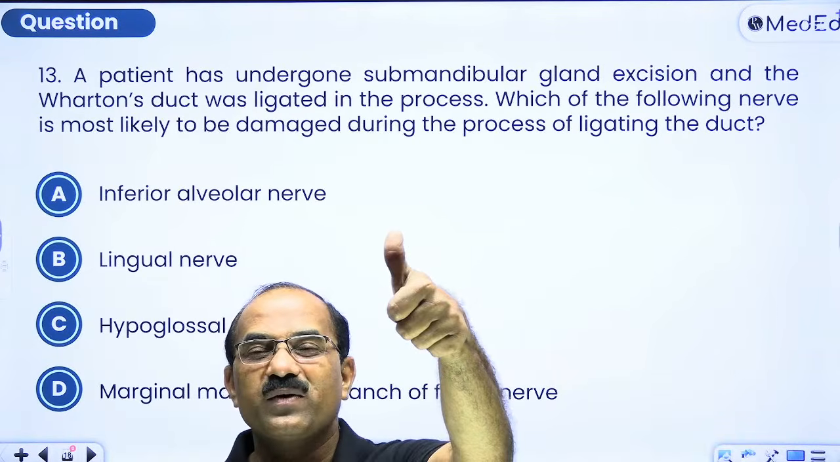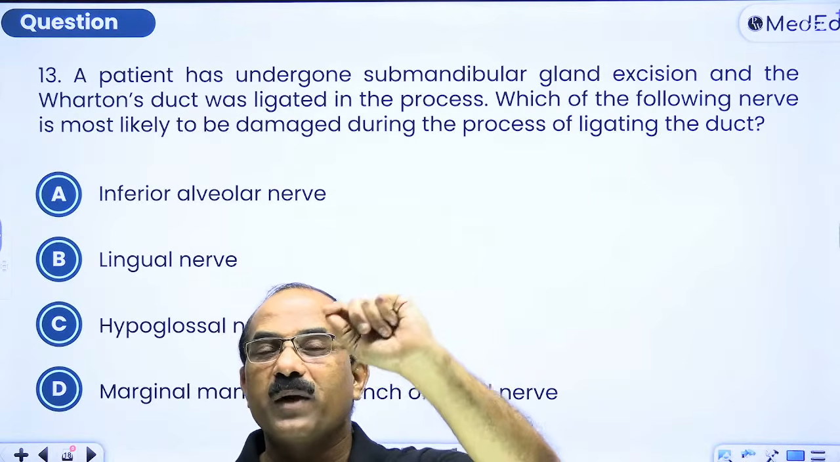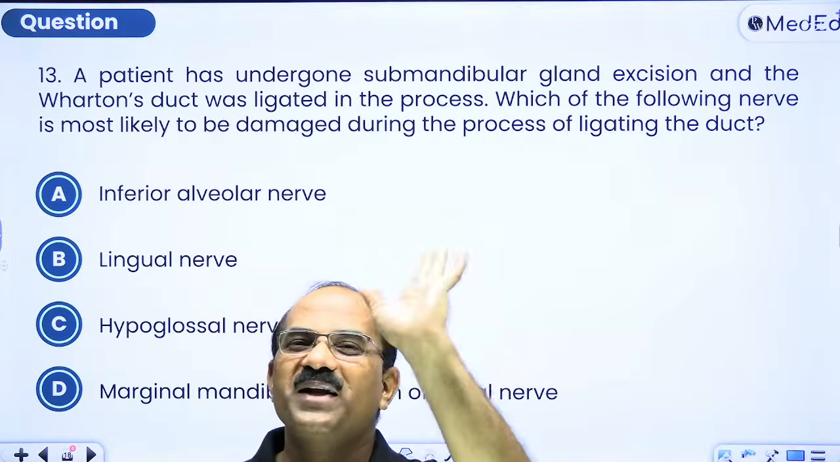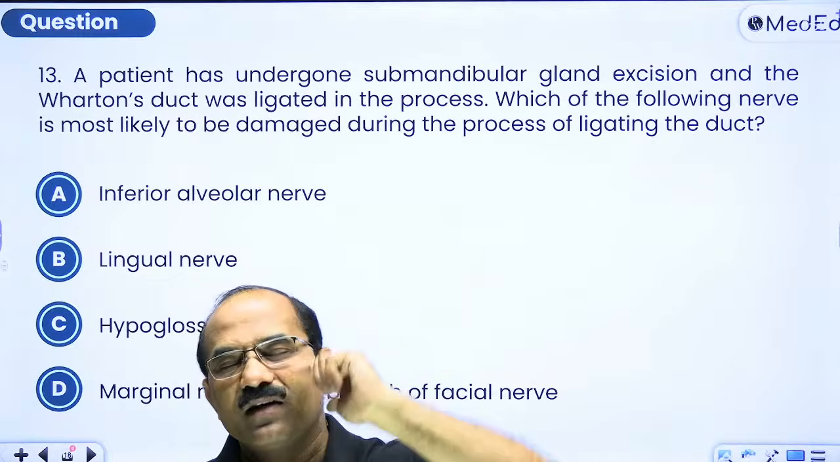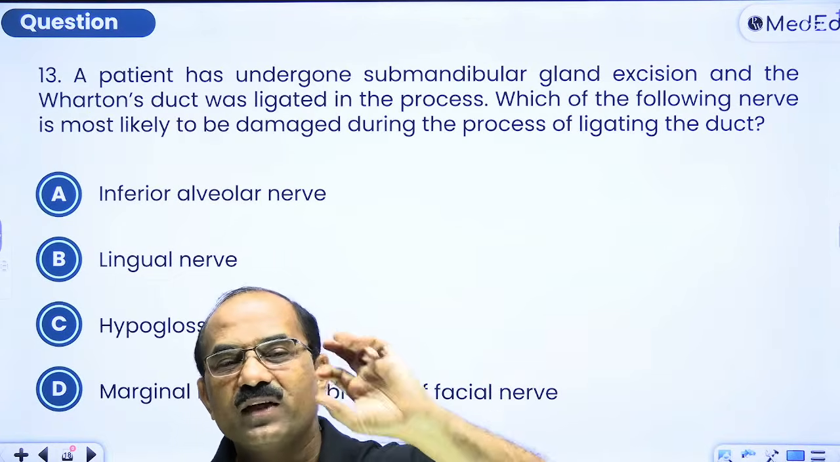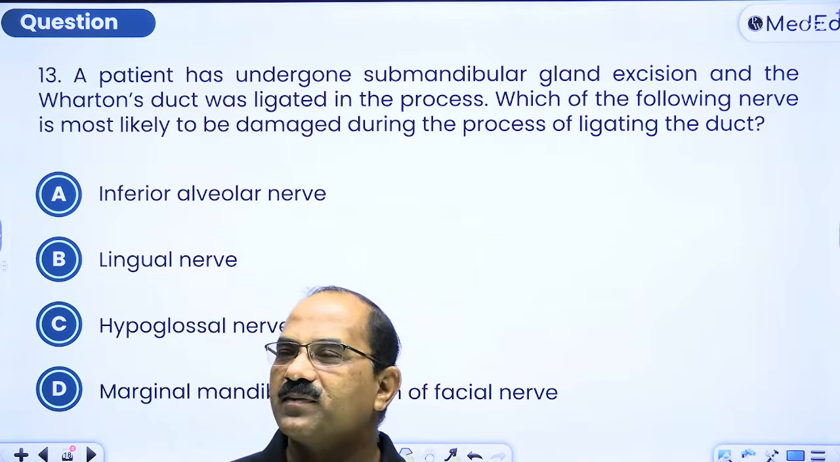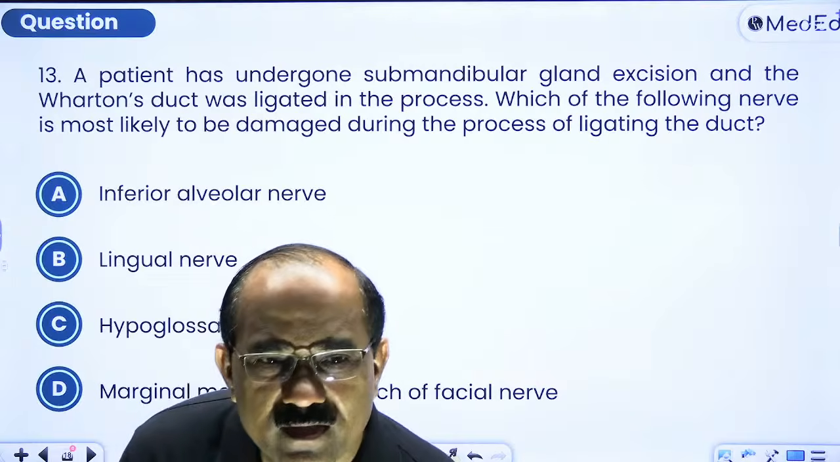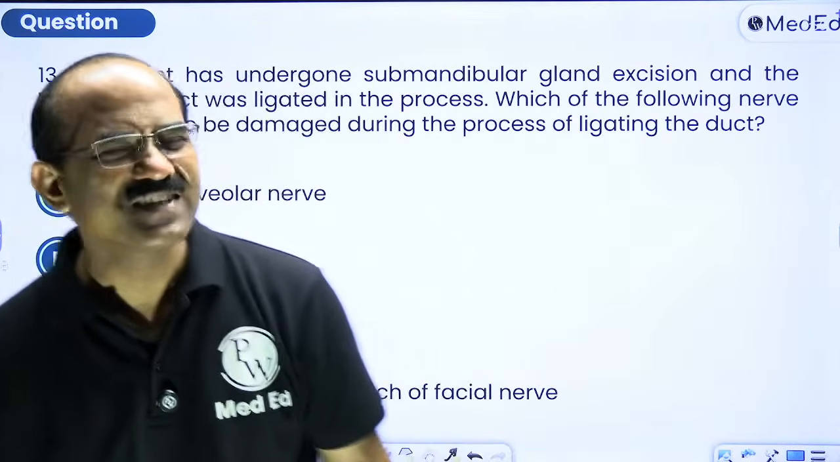बच्चे मैंने आपको बोला what are the structures piercing the buccinator? Number 1, parotid duct. Number 2, ducts of molar glands, and number 3 is the buccal branch of mandibular nerve. ठीक है, तो submandibular gland के duct को क्या बोलते हैं? Wharton's duct. While which of the following nerve is most likely to be damaged during process of ligating the duct? Answer is lingual nerve. Very nice.